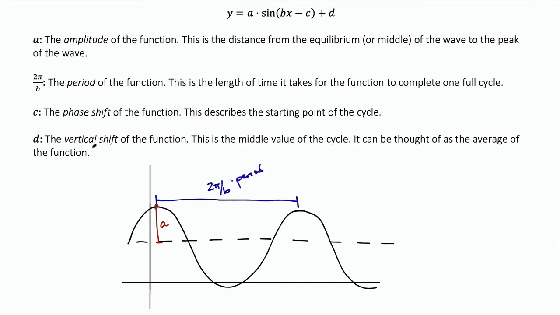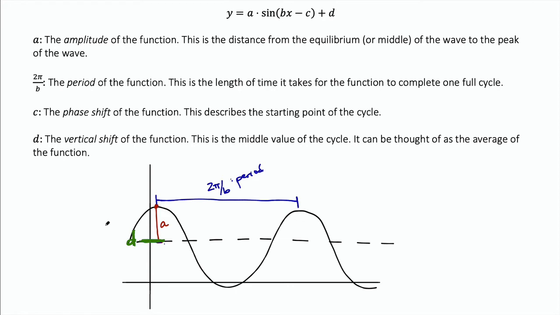And finally, we've got the vertical shift of the function, and this is the middle value of that cycle. Let's do a different color, shall we? That's this number right here. That's D, where the middle of that wave is.